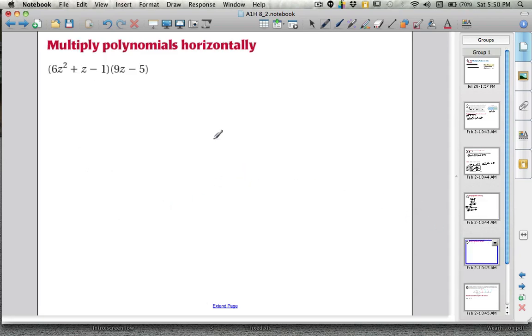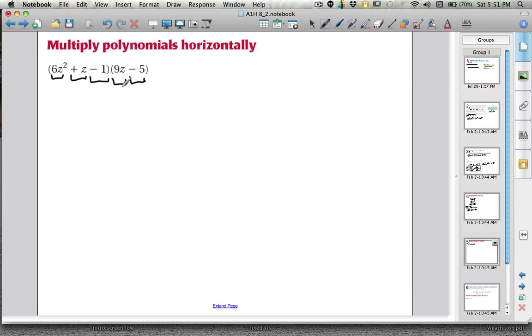Okay, and the way that I learned personally was multiplying horizontally. Basically I need to take each of the three terms in the first set of parentheses and multiply them times each term in the second set of parentheses. In this case, it's a trinomial times a binomial.